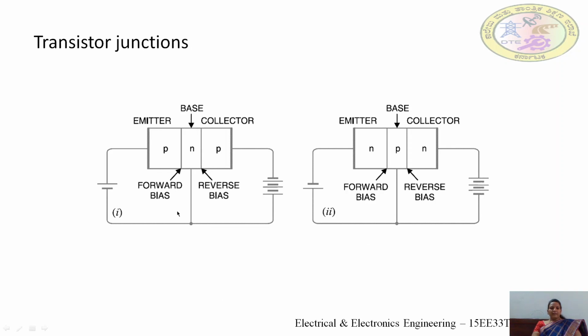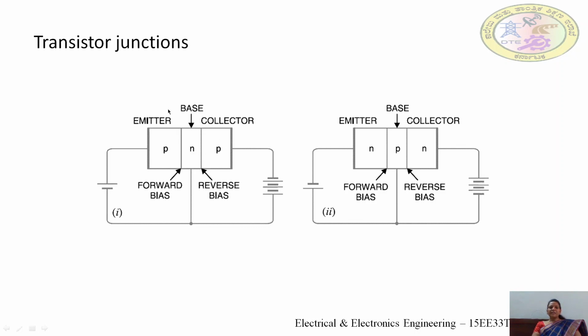So here, let's have a brief discussion on the two junctions formed by connecting P and N material. In both cases, in PNP as well as NPN transistors, two junctions are formed, that is the emitter-base junction and the collector-base junction. For the normal working conditions of a transistor, the emitter-base junction must be forward biased, whereas the collector-base junction must be reverse biased.